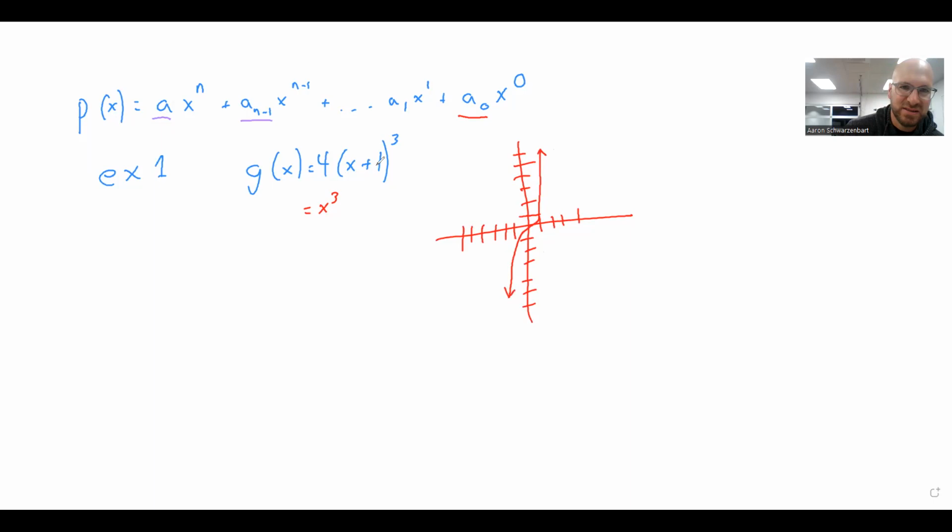So for transformations here, the plus 1 means I go left 1. And 4 means I'm stretching it vertically by 4. So I'm putting it over here, and I'm really exaggerating it to be more stretched out.